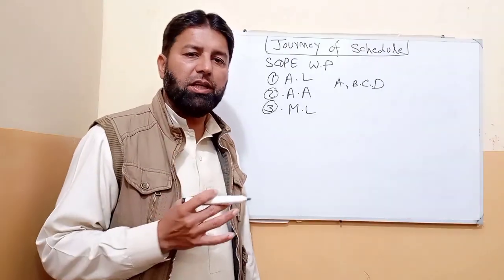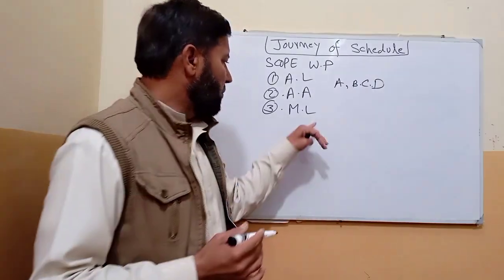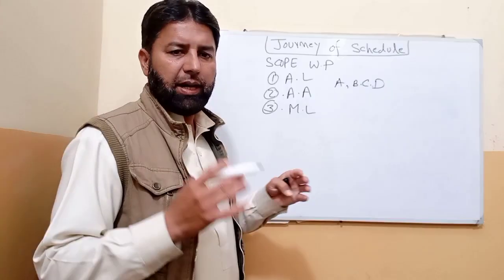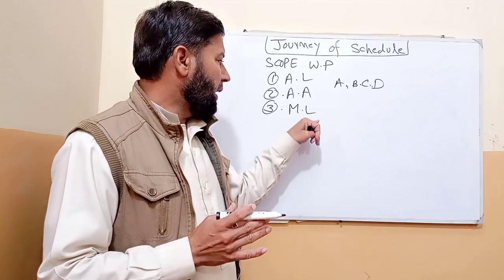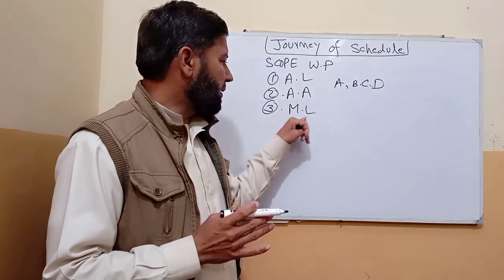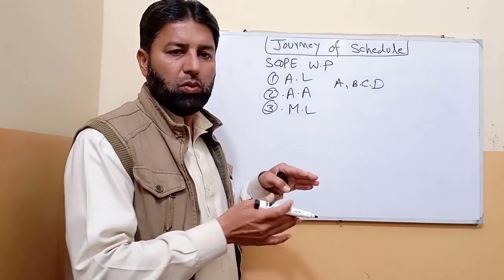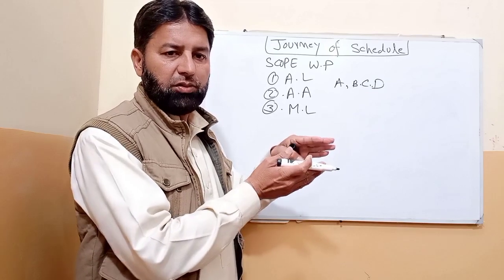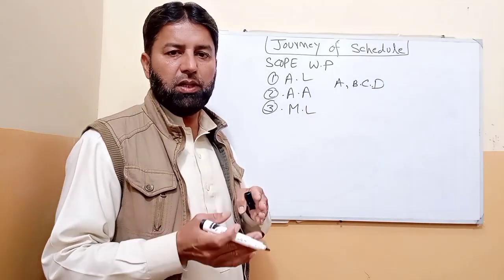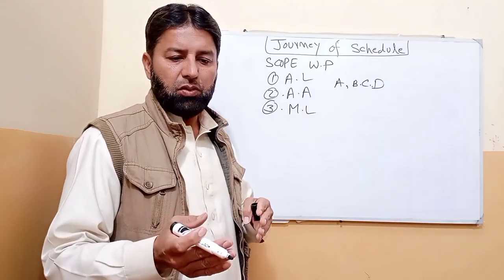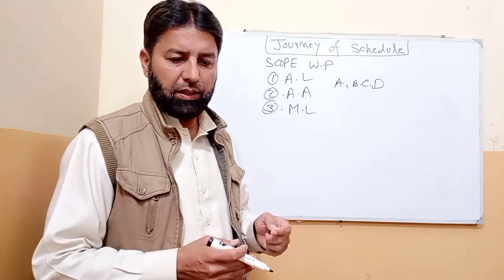A milestone is a significant event in the project. Mostly at the start of the project, the end of the project, or in between there is a milestone, and milestones are mostly interlinked with payment. You will achieve this milestone and you will get this much money. You will achieve the second milestone and you will get this much money. Then you will achieve the third milestone and you will get this much money.